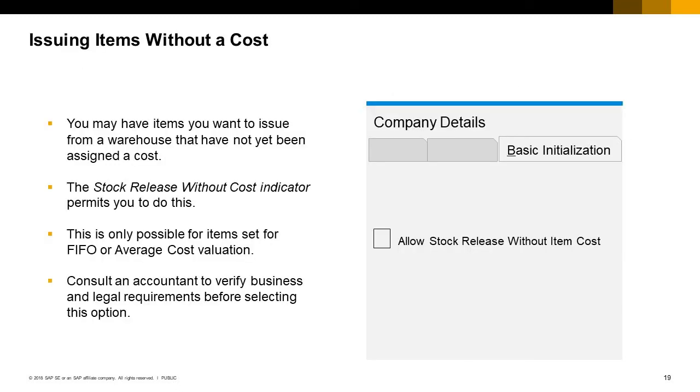Sometimes you may have items you want to issue from a warehouse that have not yet been assigned a cost. The stock release without cost indicator in company details on the basic initialization tab is a setting that permits you to do this. This is only possible for items set for FIFO or average cost valuation. Be cautious in selecting this option because issuing materials from a warehouse without a valuation can have a serious impact on inventory figures and value. Always check with an accountant to verify the business and legal requirements.